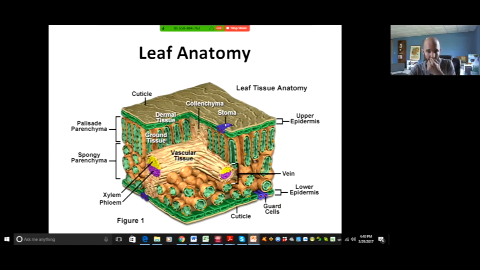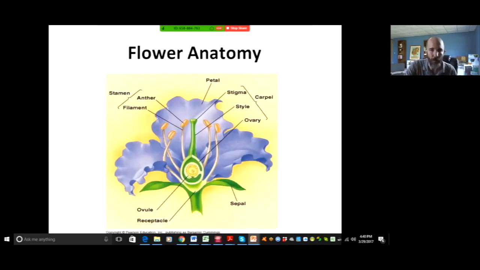Plants are really, really particular beings. And same with the flower. You may be familiar with some of this as well. You have the male reproductive parts as the stamen, and the female is the carpel, the stigma, the style, and the ovary here. So you have the pollen coming into the stigma that fertilizes the egg. The seed is then produced.